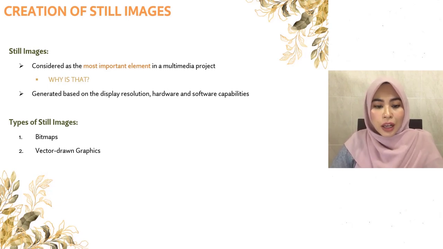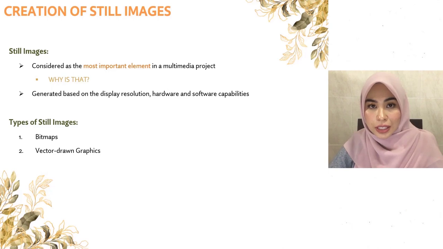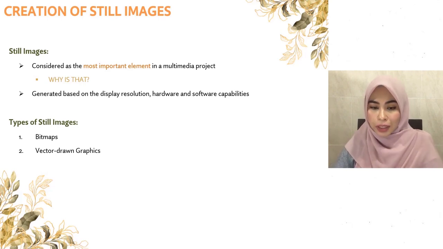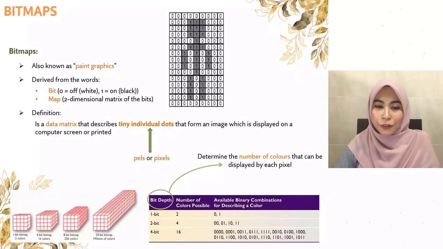So when we talk about graphics, there are two main types of graphics. We have bitmaps and we also have vector. I'm going to talk a little bit more in detail about each type. The first type of graphics that we're going to be talking about is bitmaps.